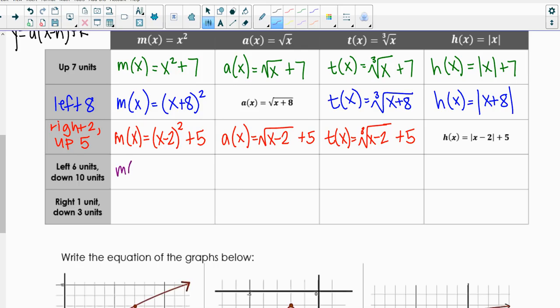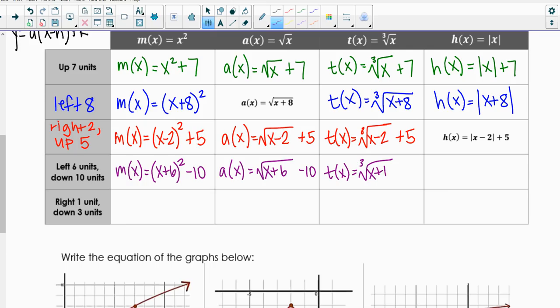Down here, we have left 6 units and down 10 units. So for m of x, if I'm going left 6 units, that's going to be x plus 6 squared, down 10 units is a minus 10. And then hopefully these all look the exact same, except your parent function is different. So the square root of x plus 6 minus 10. And then again, the cubed root of x plus 6 minus 10.